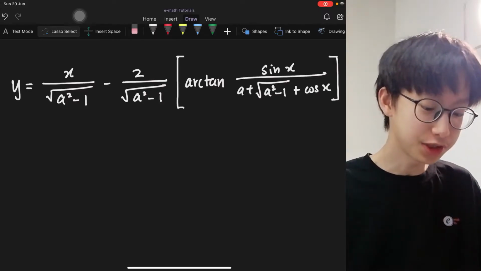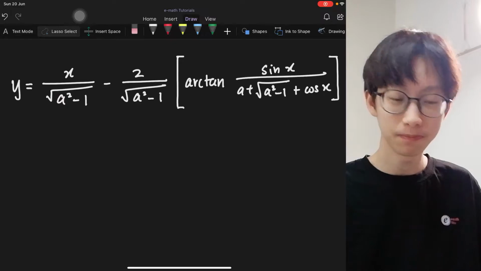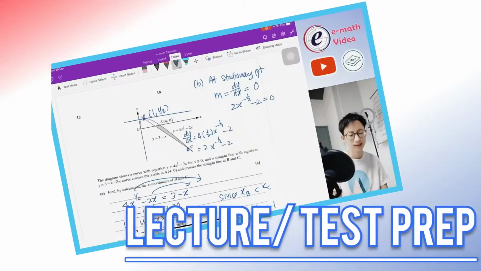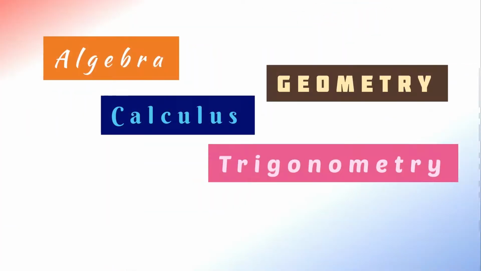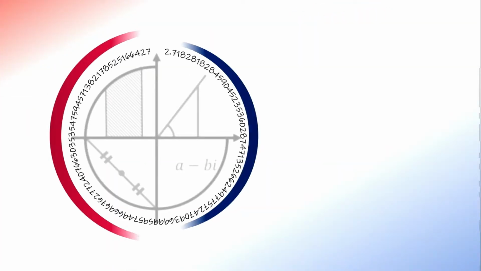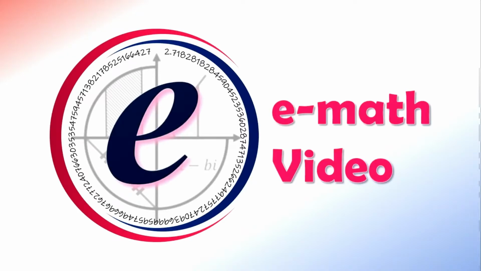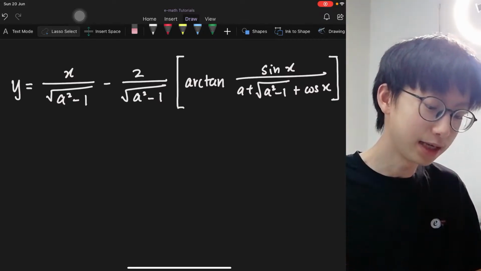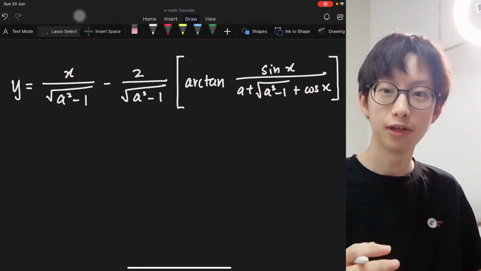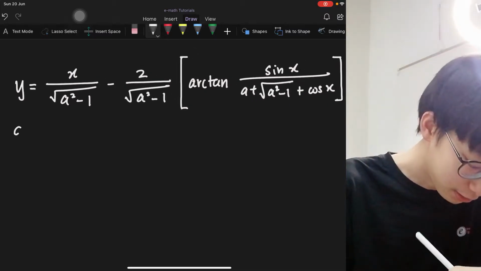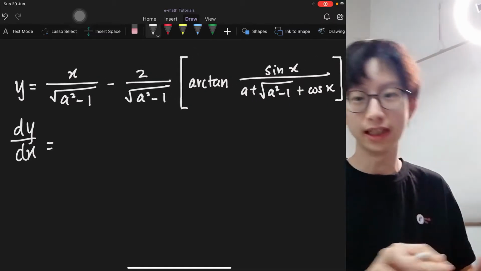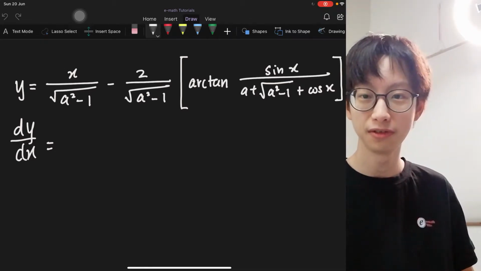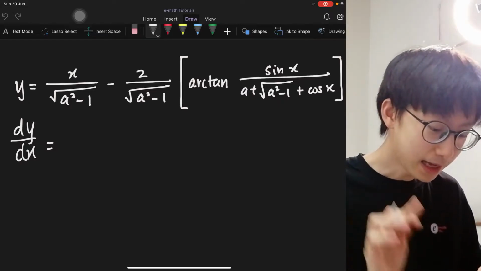Today we have an interesting differentiation problem that is quite challenging even for a Calc 2 student. So when you look at this question, you can see we have x and we have a, but don't worry, because we are looking for dy/dx, which means all the a's here are just constants. Okay, so like I said, a is just a constant.